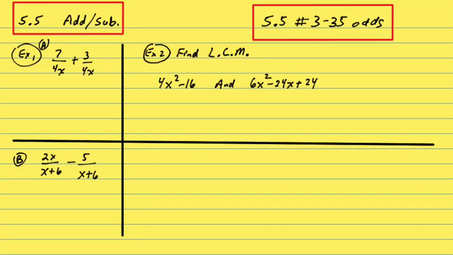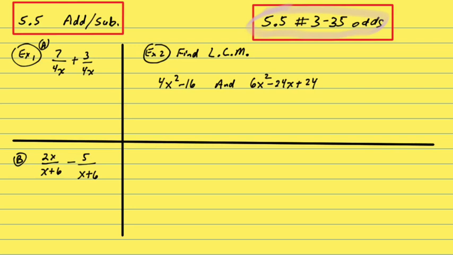Okay, I'm going to start introducing section 5.5 in Algebra 2 Honors. It's addition and subtraction of rational expressions. We're going to assign 5.5, 3 to 35 odds, but let's do some examples to make sure everybody's comfortable.